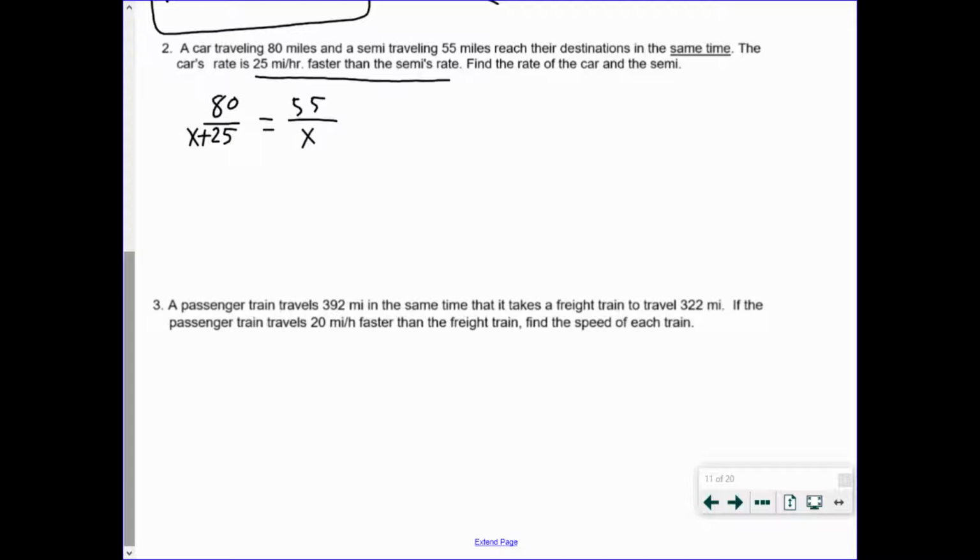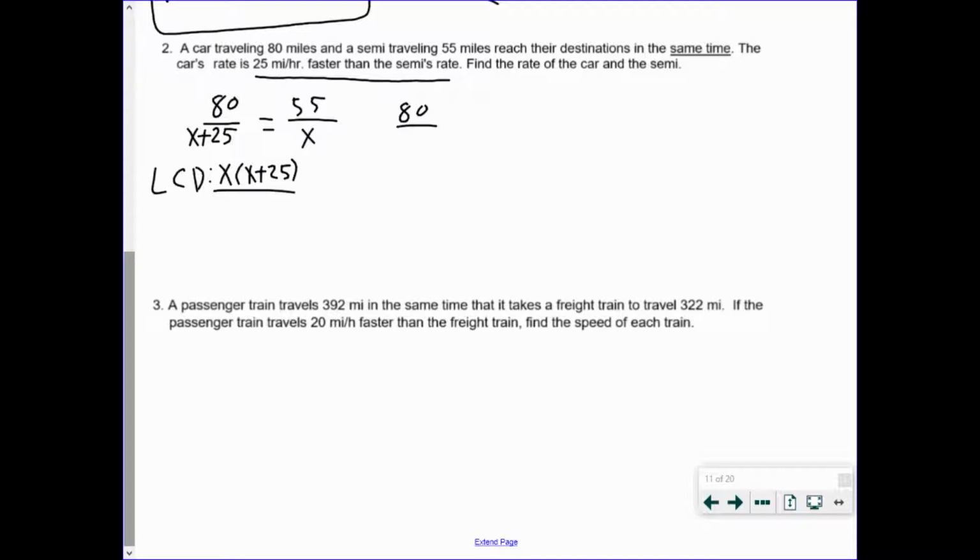From here, we're going to figure out our LCD. And if you solve out your LCD, we should get x times x plus 25. Okay? I'm not going to spend too much time trying to find the LCD. That's for the last video. This video, we're going to focus on just solving out real-world applications of these problems. So now we have our LCD. We're going to multiply each fraction with our LCD.